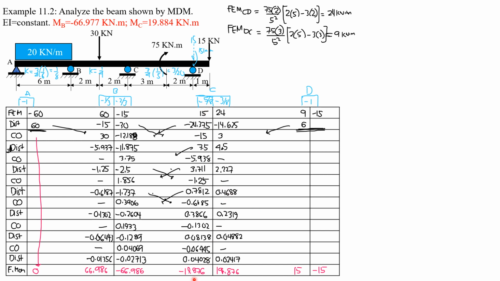So adding this column, we have negative 19.876, but this is the moment at C. This is also the moment at B, negative 66.986. So adding these column values, we have 19.876 as the final moment in C or moment CD. Then 9 plus 6 is 15, negative 15, okay, you just bring it down, negative 15.